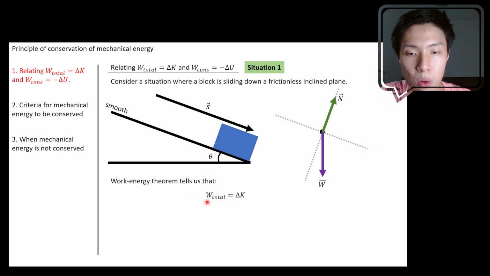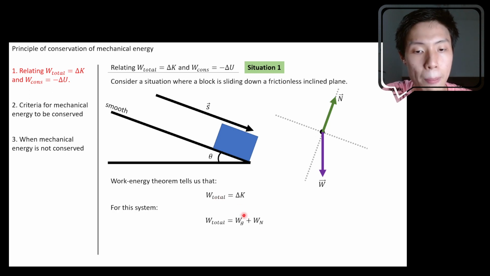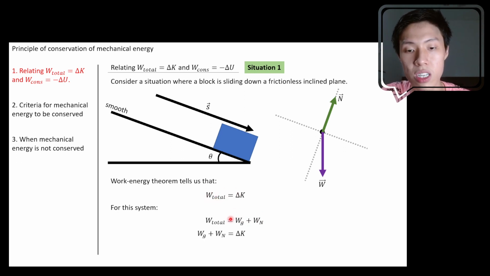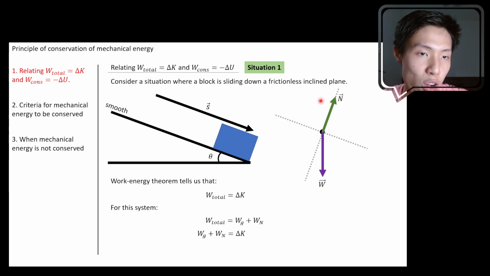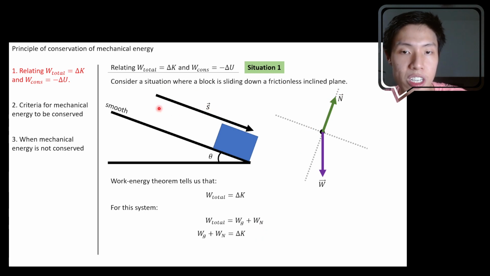Our total work done is composed of the work done by gravity, which is the work done by the weight, and the work done by the normal force. We can substitute these to represent the total work. We equate these two equations, so the work done by gravity and the work done by the normal force is equal to the change of kinetic energy.